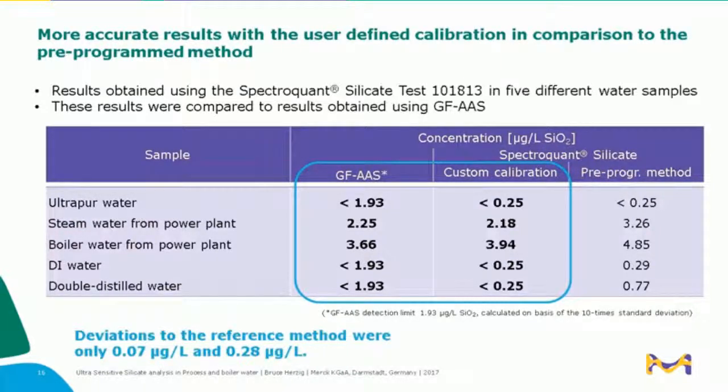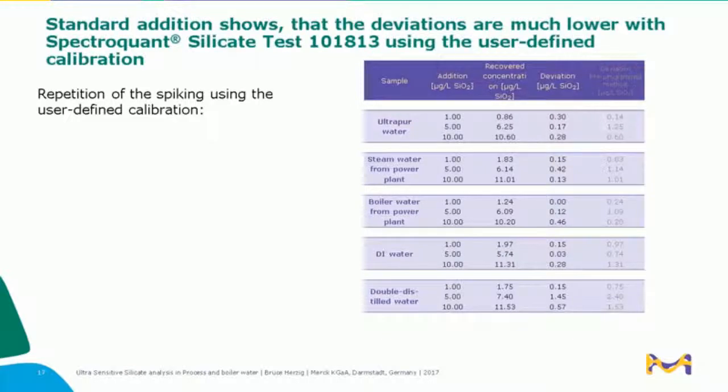You can also see on here that for the steam water from a power plant and boiler water from a power plant, the results are now much closer together. And this is a result of having your own calibration in the area of concentration that your samples are at. So this gives you an opportunity to get a much more accurate reading on silicate. So standard addition shows that the deviations are much lower with the SpectraQuant silicate test 101813 and the user-defined method.